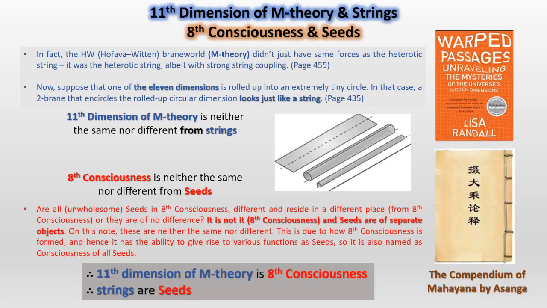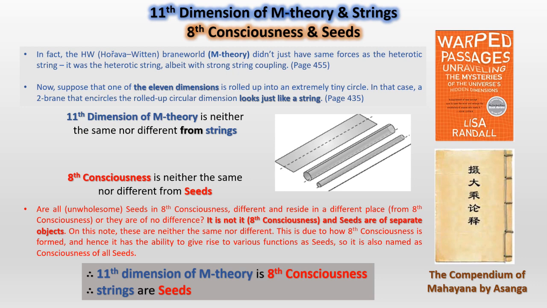Now let us look at the relationship between the 11th dimension of M-theory and strings, and also the relationship between 8th consciousness and seeds. Suppose that one of the 11 dimensions is rolled up into an extremely tiny circle. In that case, a 2-brane that encircles the rolled up circular dimension looks just like a string. Using Buddhist terminology, the 11th dimension and string are neither the same nor different.